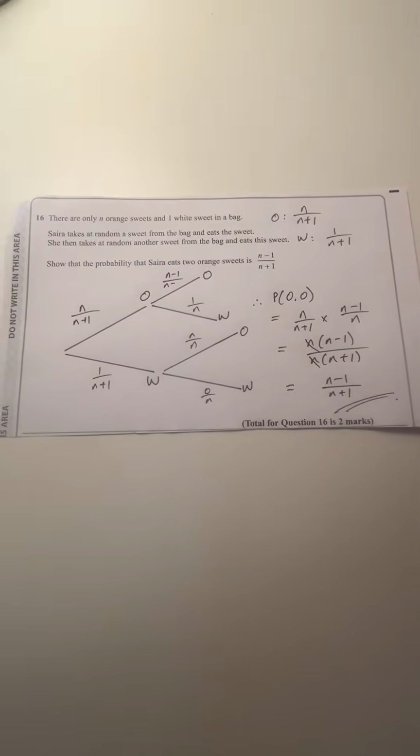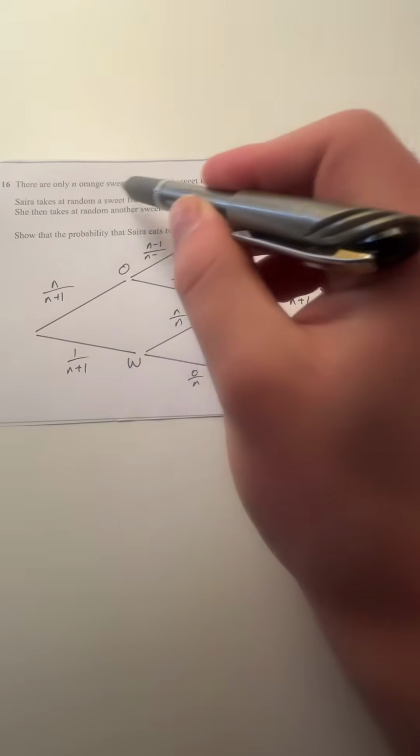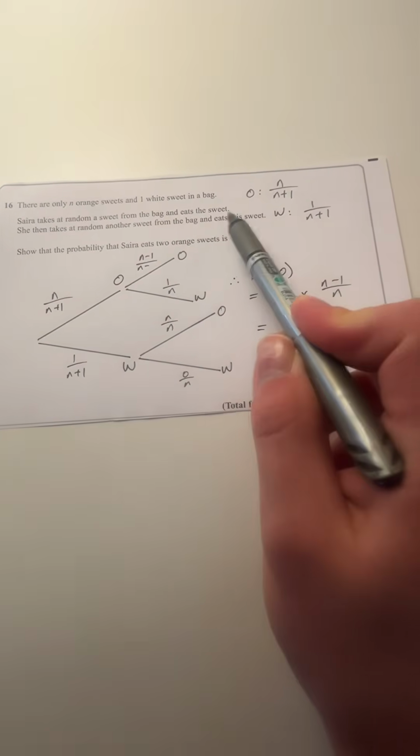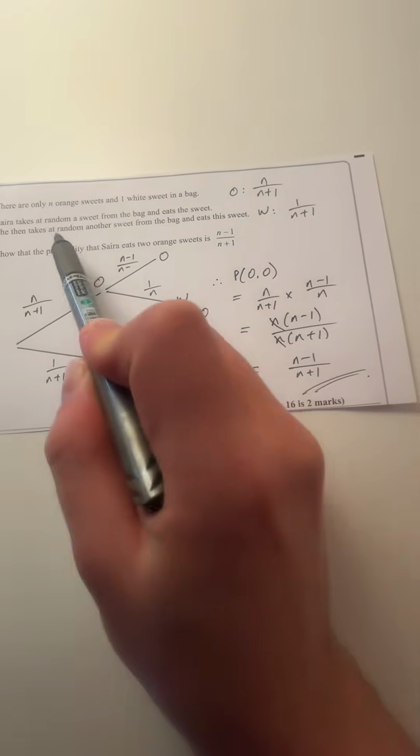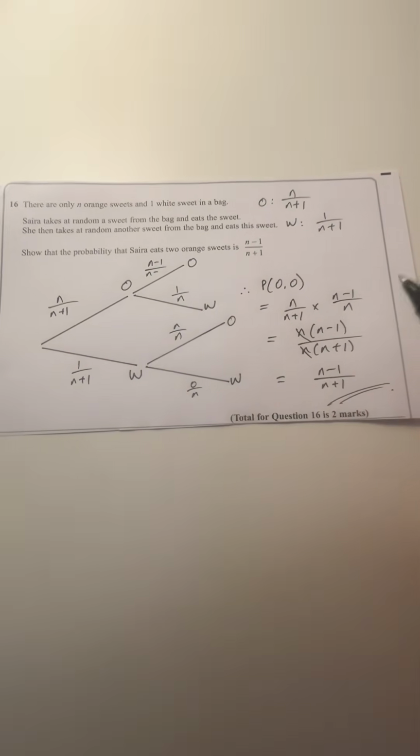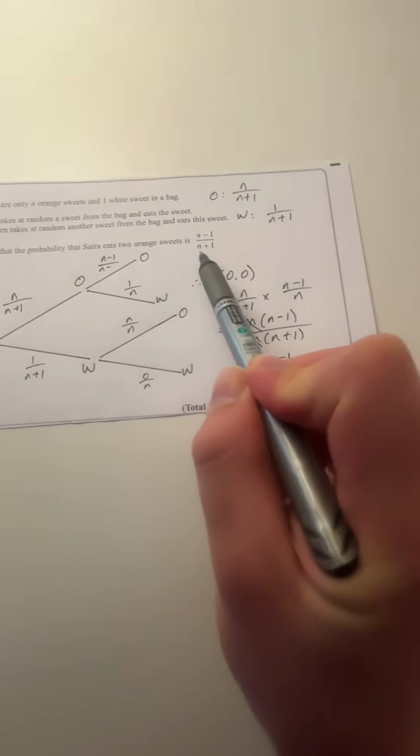Let's do some probability trees. So in this problem, I'm given a bag of sweets with n orange sweets and 1 white sweet. And somebody takes a sweet at random from the bag and eats the sweet, and then another sweet after that. So in total, they take 2 sweets from the bag. Now we want the probability that both of those sweets are orange sweets.